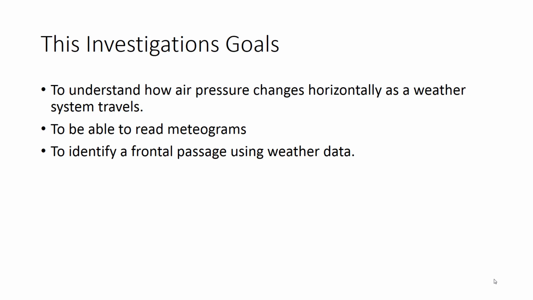The goals in this investigation are first to understand how air pressure changes horizontally as a weather system travels. When we talk about air pressure changing, typically we talk about it changing vertically. As you rise in the atmosphere, air pressure declines. But for this module, we're going to talk about the horizontal changes in air pressure, and specifically how they relate to weather systems such as cold fronts.